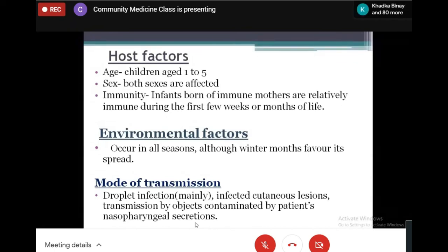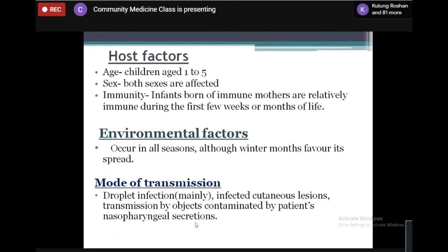And environmental factors: diphtheria occurs in all seasons. However, winter months favor its spread. In winter, most of the children get infected. Mode of transmission is obviously droplet infection. While sneezing or coughing, if you don't cover your mouth with a handkerchief or with your elbow, what happens? It goes through the air, and what happens?